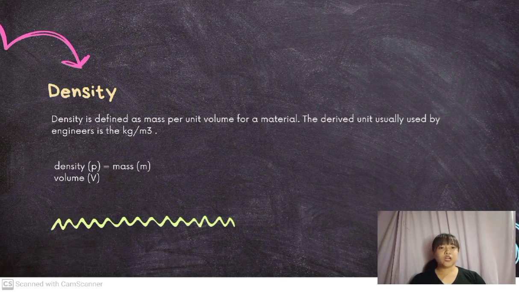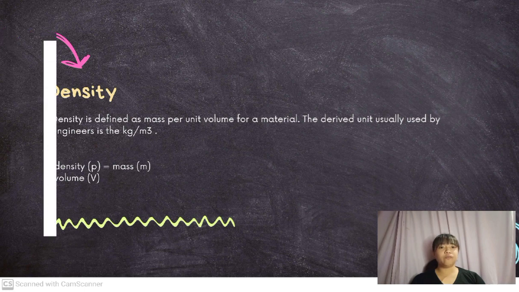So the first physical property is density. Density is defined as mass per unit volume for a material. It is essentially a measurement of how tightly matter is packed together. The derived unit usually used by engineers is the kilogram per meter cube.